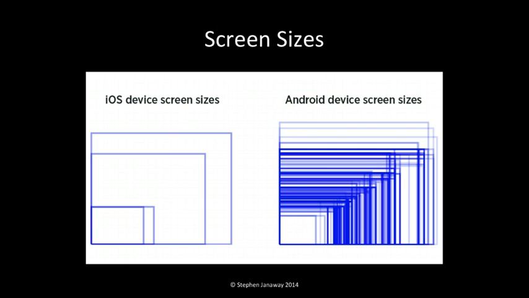Because, as you can see from this, and this doesn't take into account that Apple is probably going to launch a new size of iOS device very soon, there are many, many more different screen sizes of Android device, and that also affects what we test. So it's not just about platform version or even platform, it's also about screen size, for example.